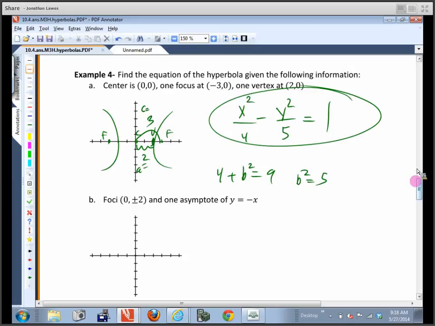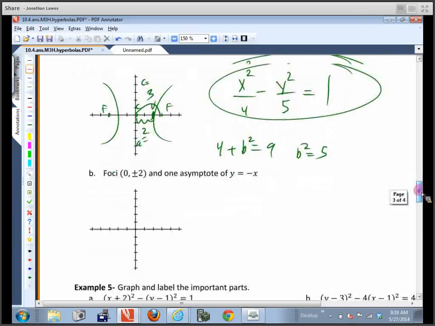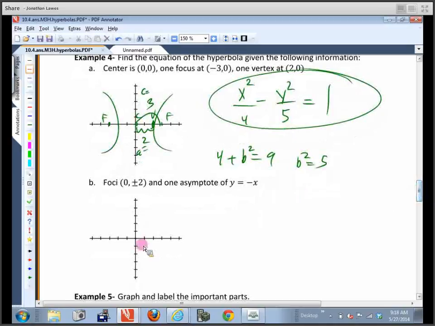Okay? Any questions? Okay. This next one's much more interesting. I'm going to give you a minute to look at that yourself. Okay. It tells you where the foci are, which is a couple of pieces of information. It tells you where both of them are. Okay. And then it tells you what one of the asymptotes is.